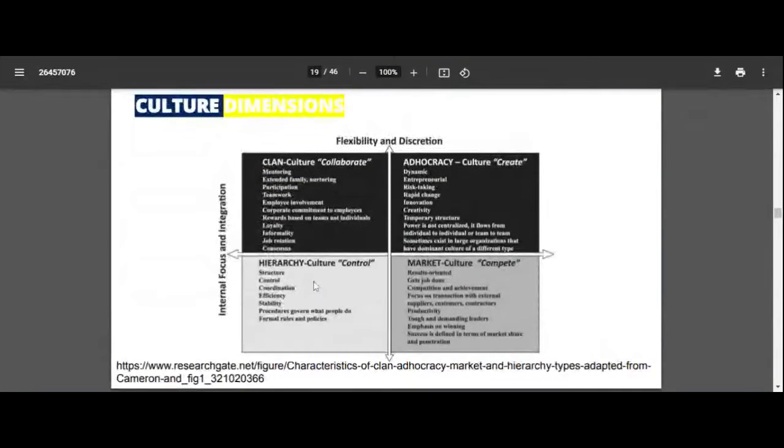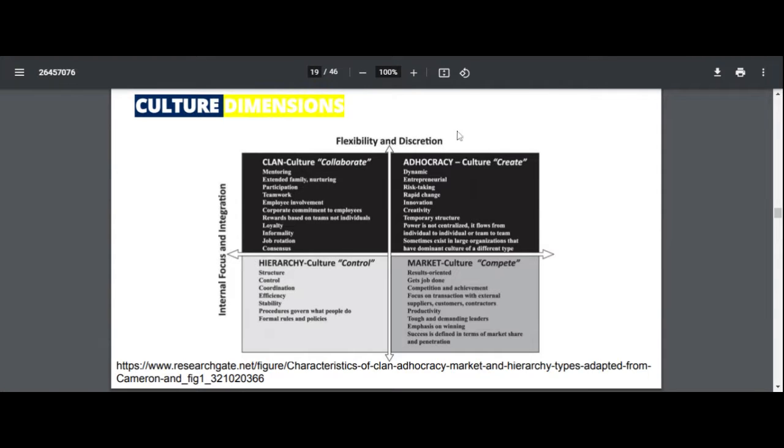I put a graph here, just a visual representation where I also try to bring the dimensions into different axes. There's a link to more details about it. But on the very top left, there's the clan culture, collaborate. So this is more about: we're not competing, we're a collective, we're a team, we're not tough, we're on the tender side, we trust our people. And then you will see mentoring, extended family behavior. So these are behaviors, and this will say something about the culture, but it's flexibility and discretion.